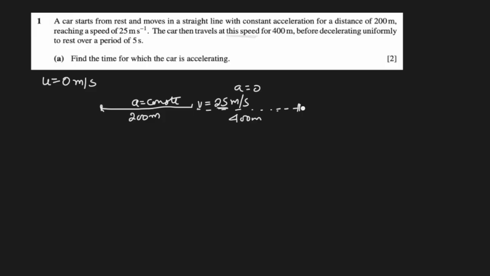Before decelerating, now there is a stage 3 for this where acceleration is negative. Uniformly, constant deceleration again to rest. That means finally for this stage 3, V is 0 meters per second over a period of 5 seconds. So time here is 5 seconds. So I have visualized this.